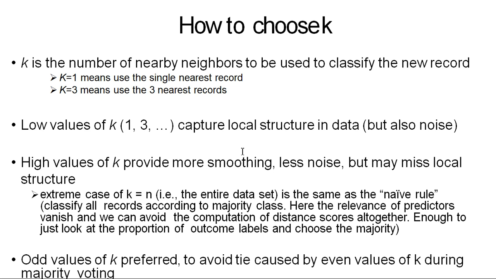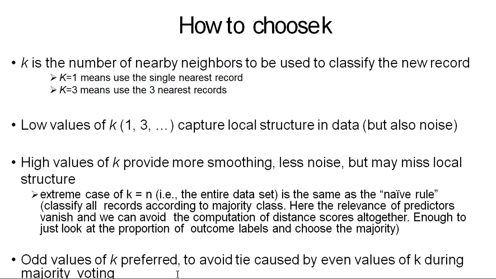If we choose a low value of k, like 1, 3 and so on, it can capture local structure in the data, but it also captures the noise. So we shouldn't choose low values of k. If we choose high values of k, it provides more smoothing and less noise, but misses local structure. The extreme case is k equal to n, meaning the entire data set.